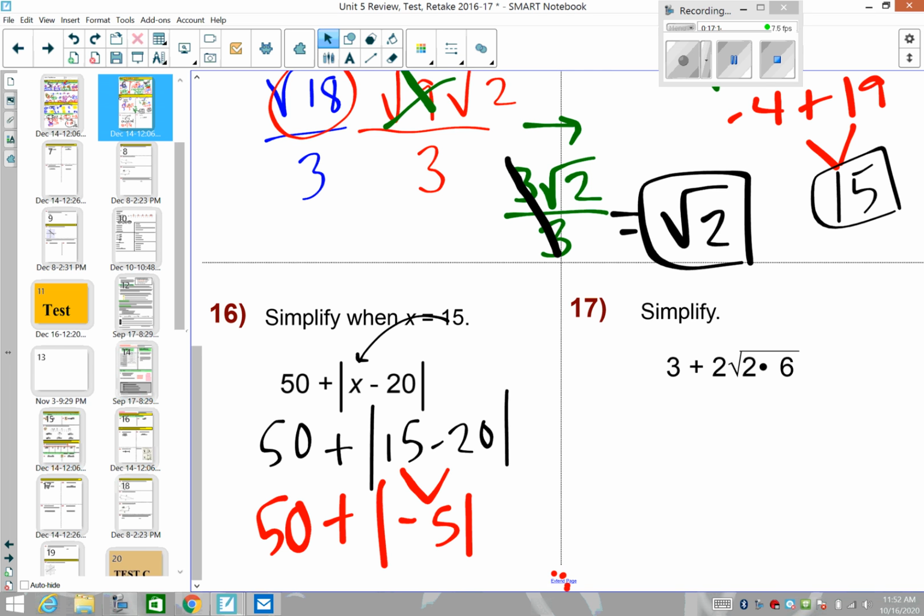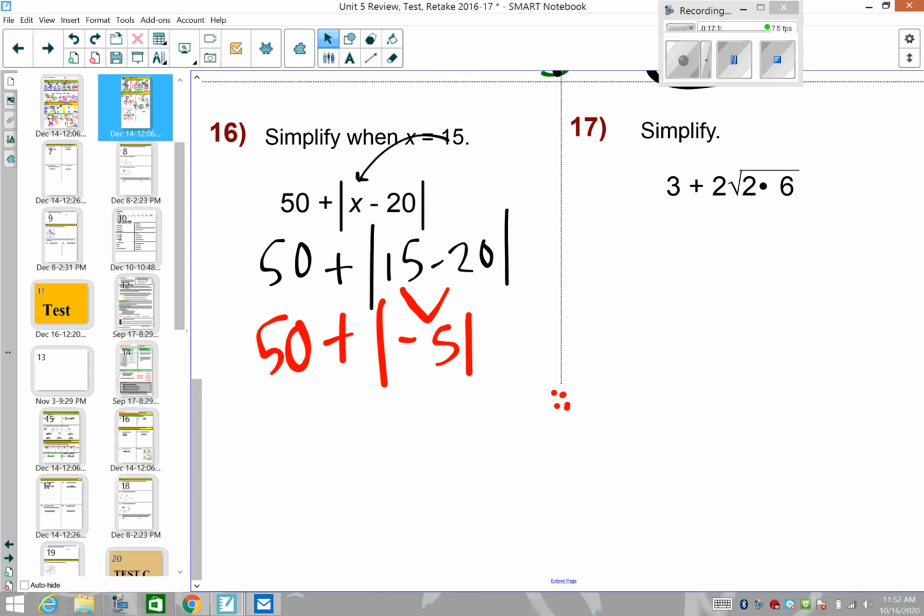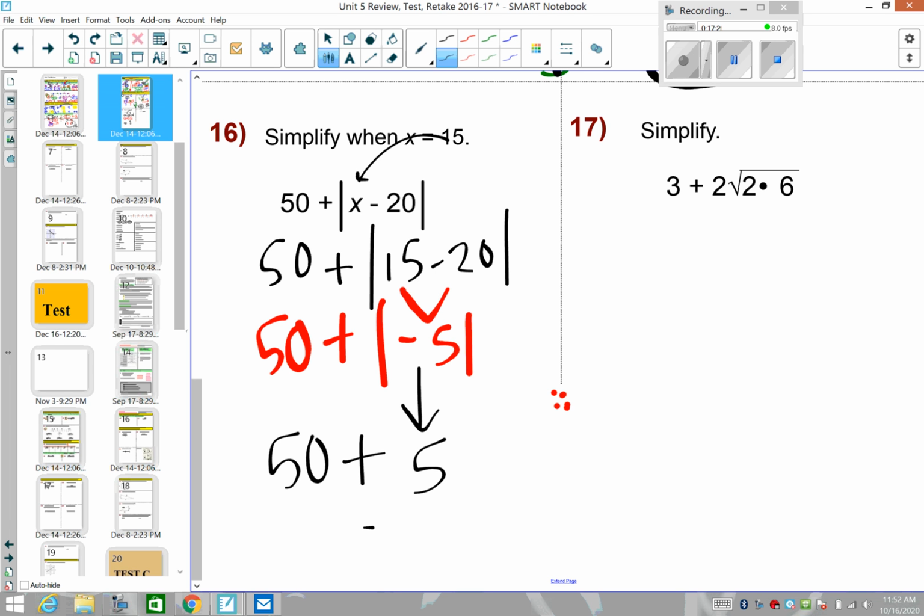So inside of there, we get the absolute value of negative 5 when we simplify, which gives us 5, positive 5. We're just asking how far away from 0. It's just a distance. So we have 50 plus 5 is 55.